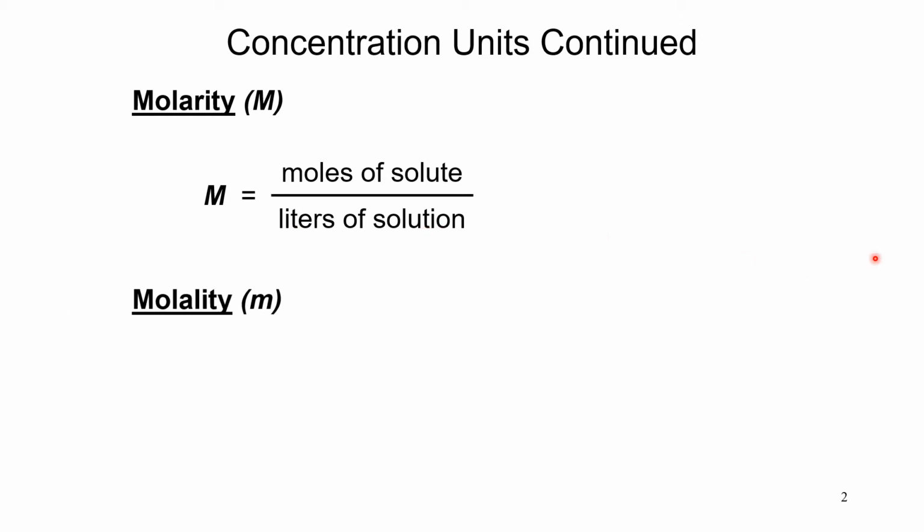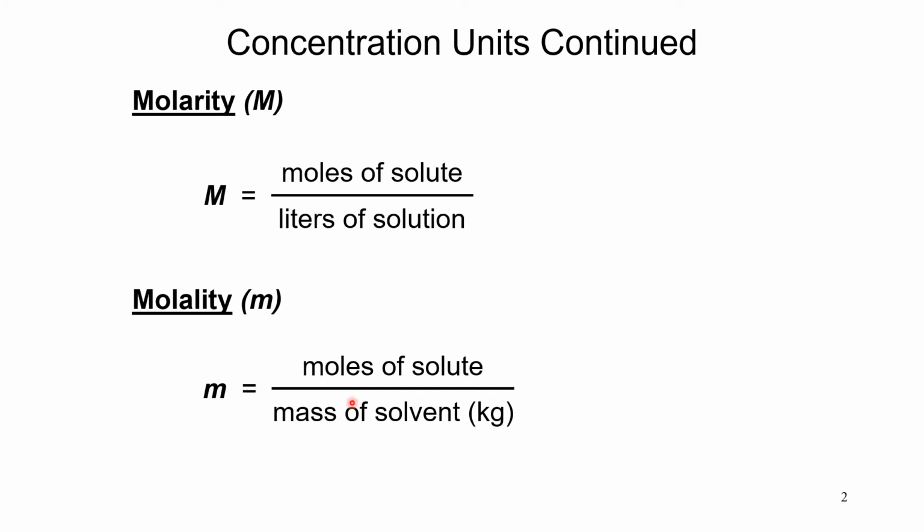Next up, we have molality. This is a little bit different because it's moles of solute over kilograms of your solvent. So moles of solute over the mass of the solvent in kilograms. Notice the difference here. We have liters of solution versus mass of solvent in the denominator.